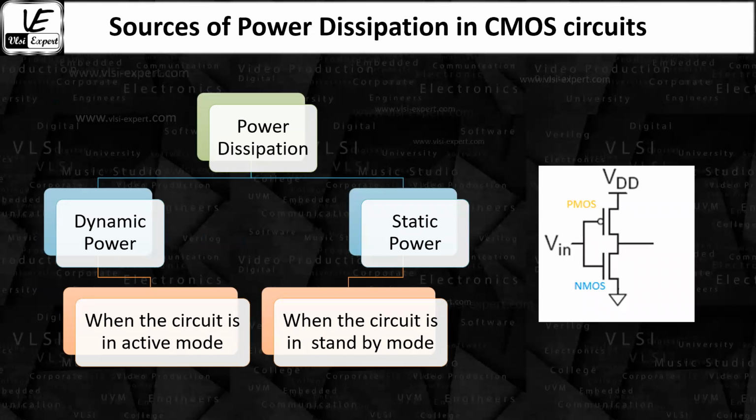Now, the power dissipation can be classified into two types, the dynamic power and the static power. In simple words, dynamic power is consumed by the circuit when the circuit is in the active mode, and static power is the power consumed by the circuit when it is in the standby mode.